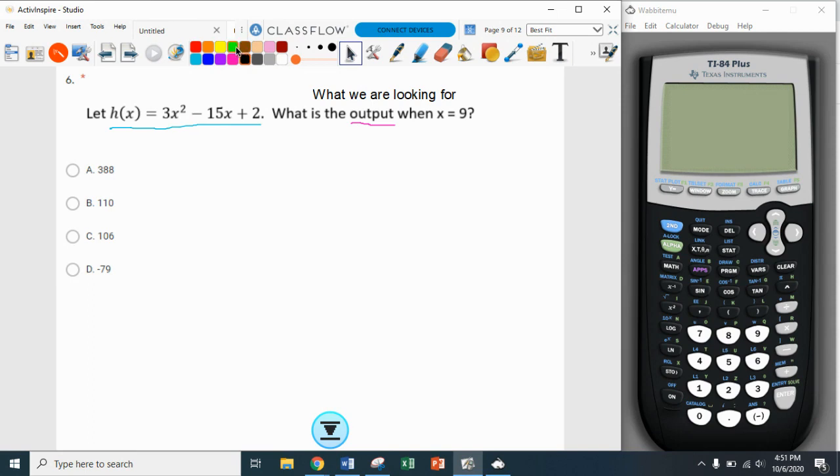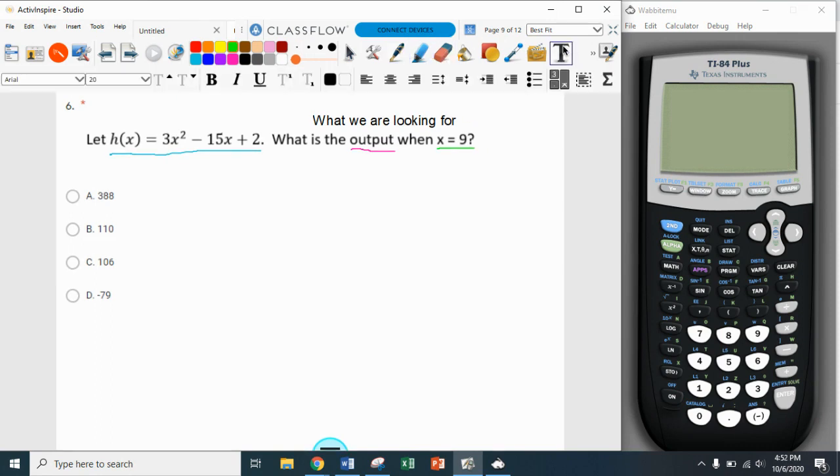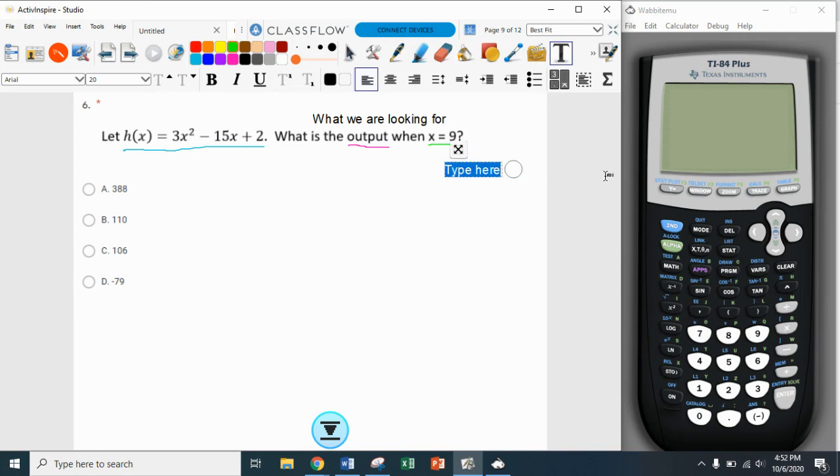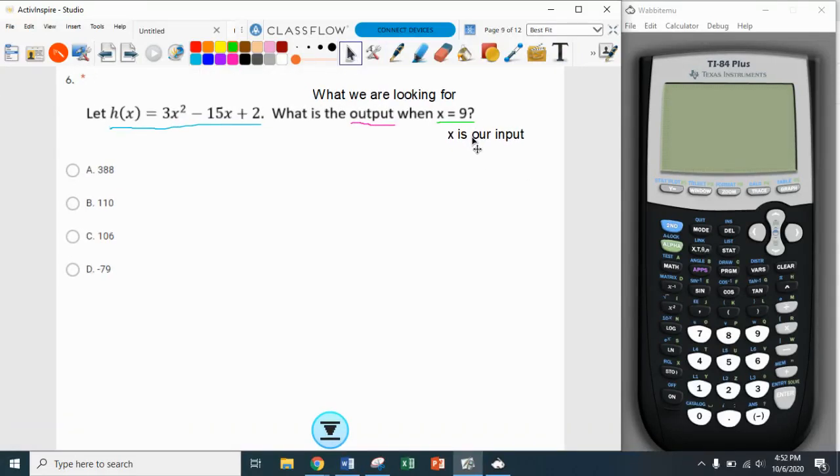And then it also tells us that x equals 9. Remember, x is our input, our domain. Remember Dix-Roy to help us. So here I'm going to make another note. X is our input. So this means I will be plugging in a 9 in this equation. So usually I would type it out or write it out and replace the x with a 9 everywhere I see an x. But here's another trick.